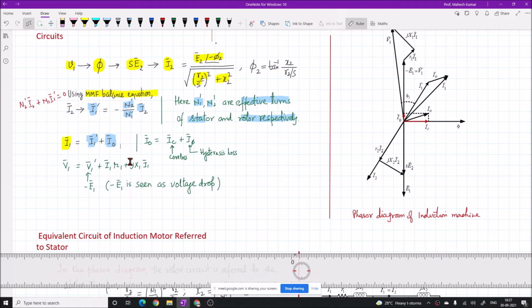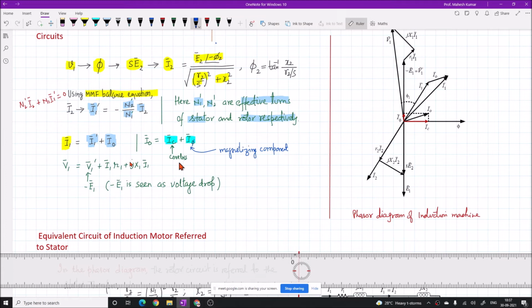That current has a component of core losses, I c here, and then I phi is called the magnetizing component of current. This is not the correct way of writing. Actually, I phi is here. Please correct me if you sometimes feel that I am writing something different. This is called the magnetizing component. Okay, this is called the core loss component.